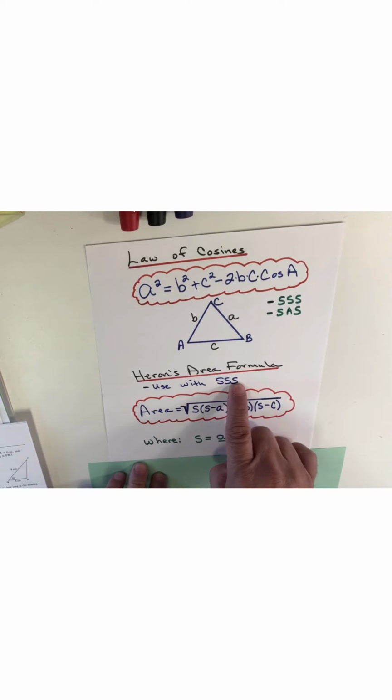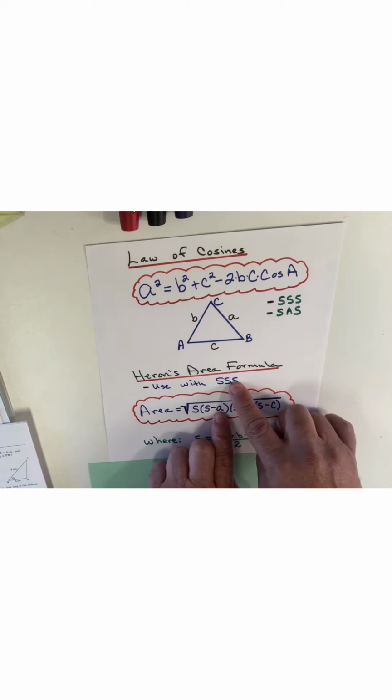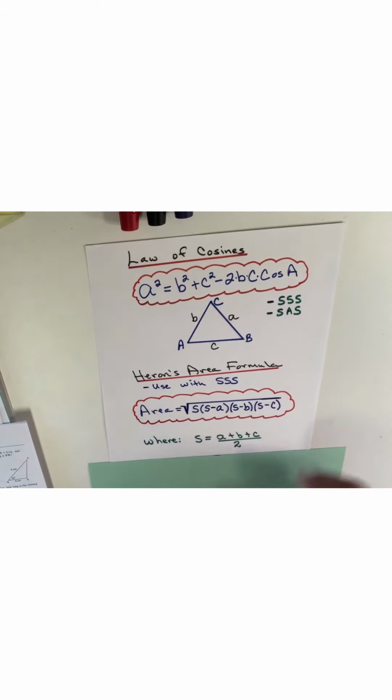And this is for side, side, side. The area is equal to the square root of s times (s minus a) times (s minus b) times (s minus c). Obviously, a, b, and c are the lengths of the 3 sides because you had side, side, side. But the question is, what is this s business? Well, s is like an average, except it's not really an average because you're dividing by 2 instead of 3.